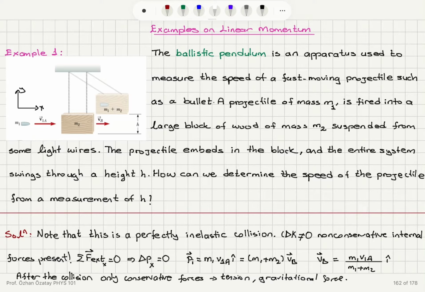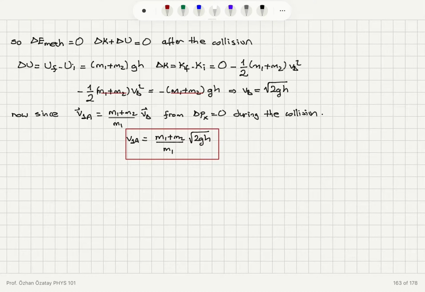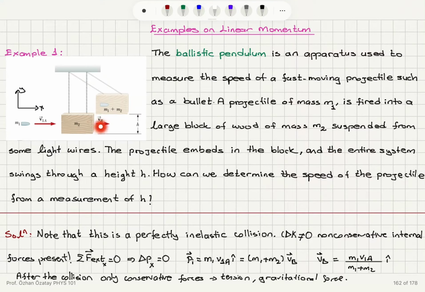Right after the collision, the friction is not present anymore. We only have gravitational force and tension acting on the system. Those are conservative forces, and the system gains a potential energy (M1 plus M2) g h at the expense of losing kinetic energy. The system will stop at this point at the maximum height. So we can write a mechanical energy conservation, delta K plus delta U equals 0, which gives us Vb equals square root of 2gh, that's the velocity right after the collision.